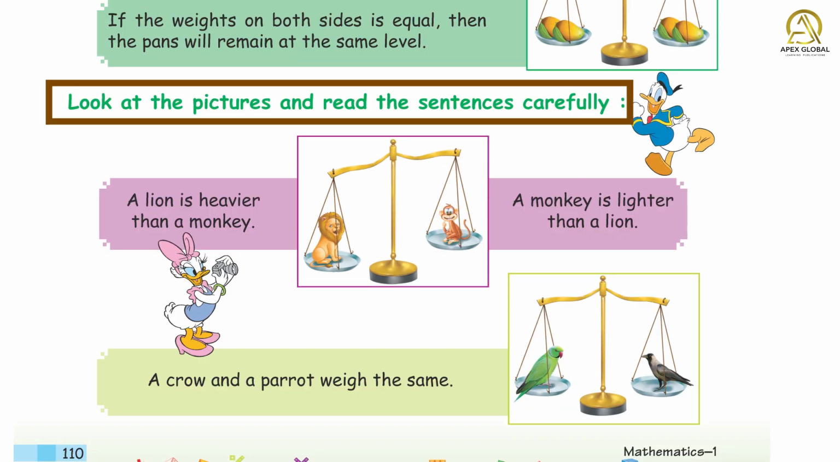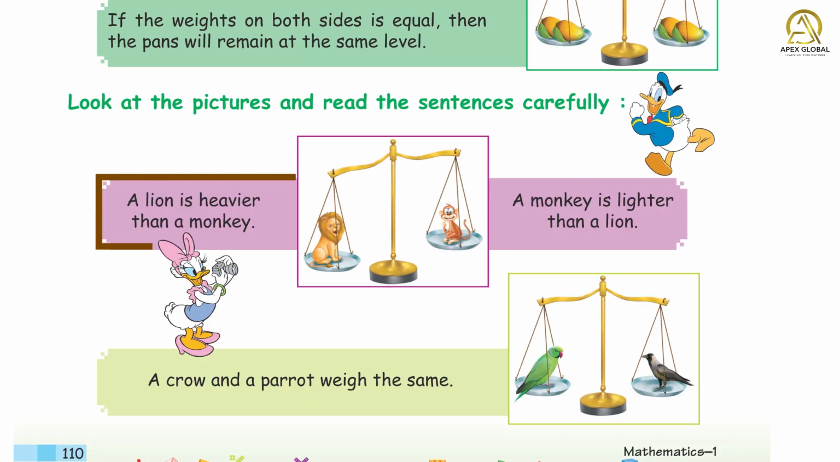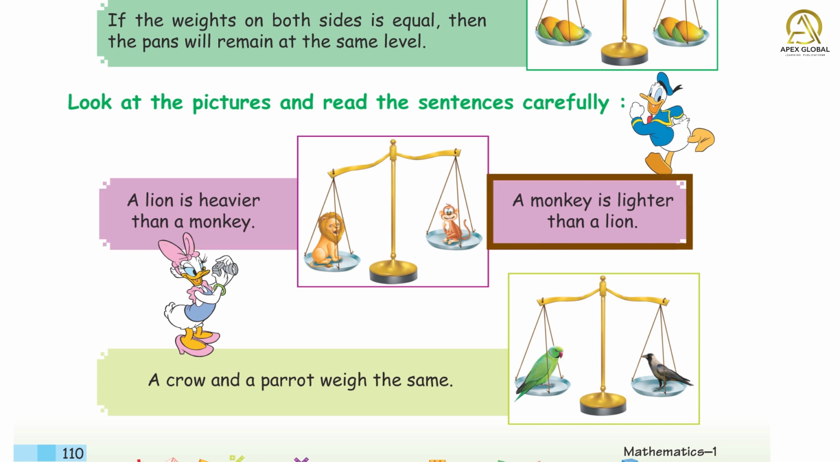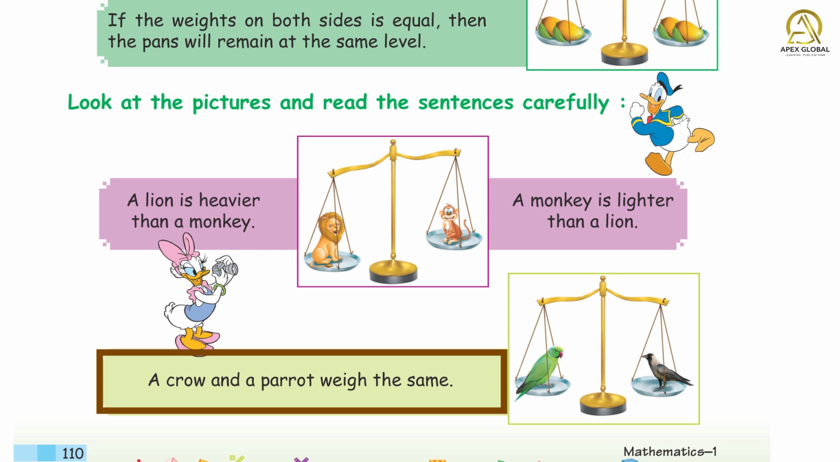Look at the pictures and read the sentences carefully. A lion is heavier than a monkey. A monkey is lighter than a lion. A crow and a parrot weigh the same.